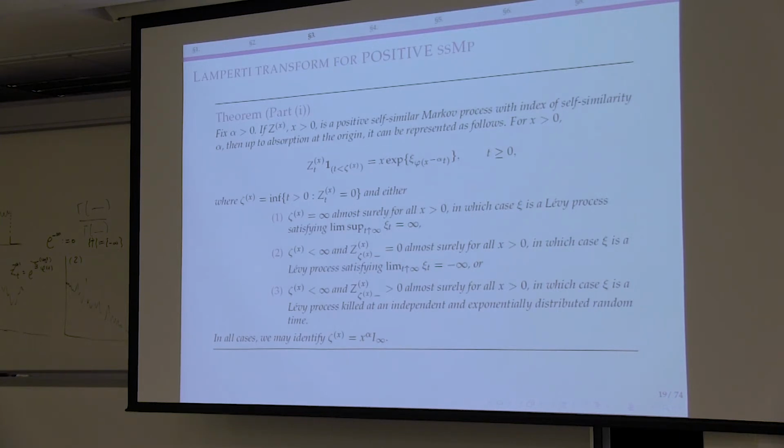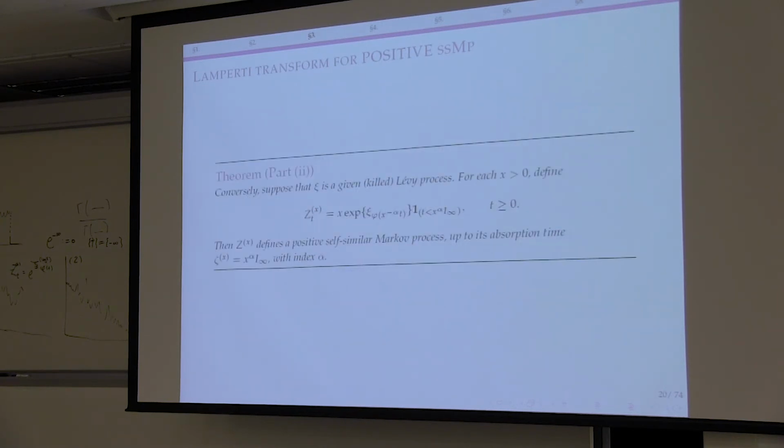So if you're walking down the street, you trip over a positive self-similar Markov process by accident, you pick it up, you start picking it apart, and you necessarily find that you'll have a psi, a Levy process, which does one of these three things.